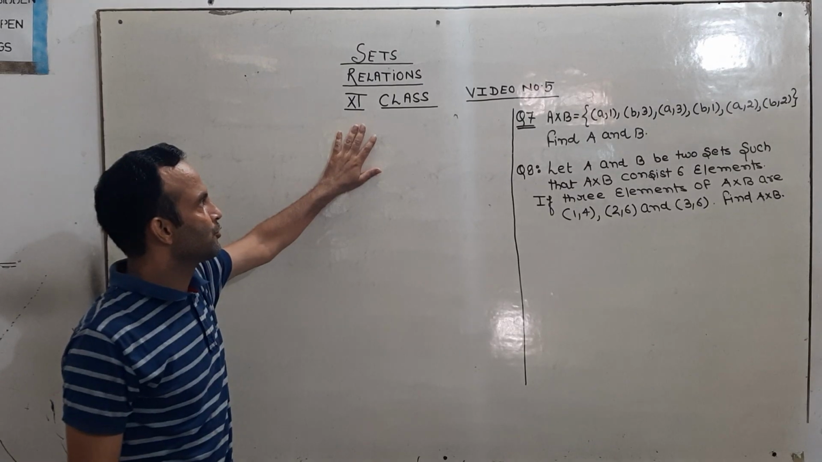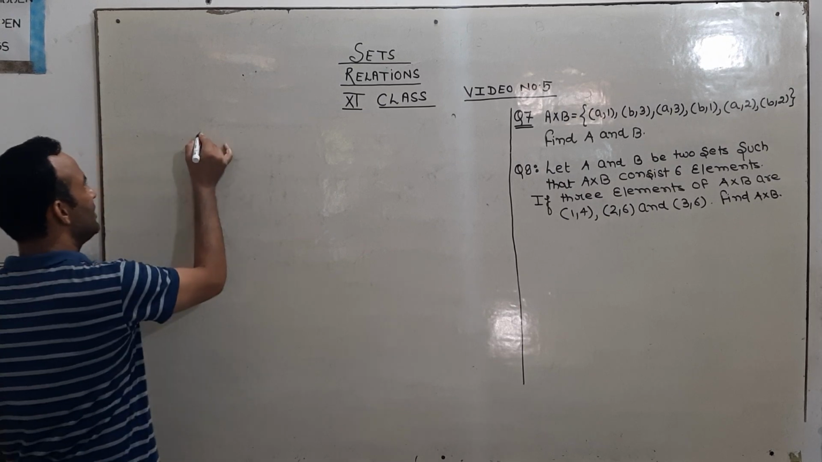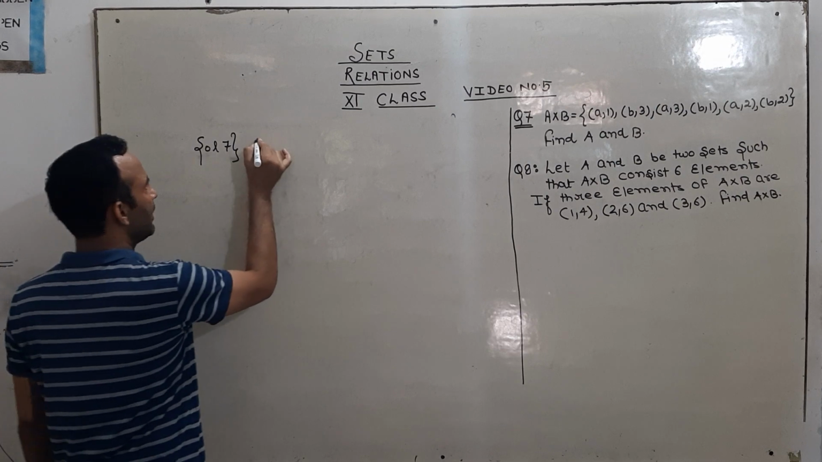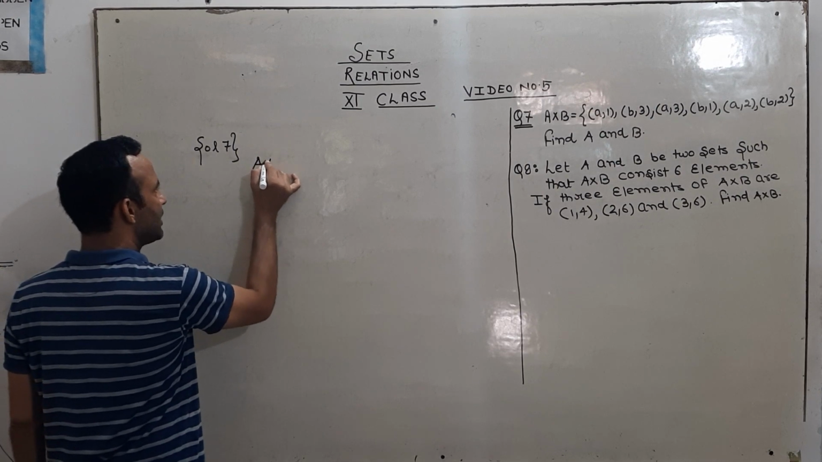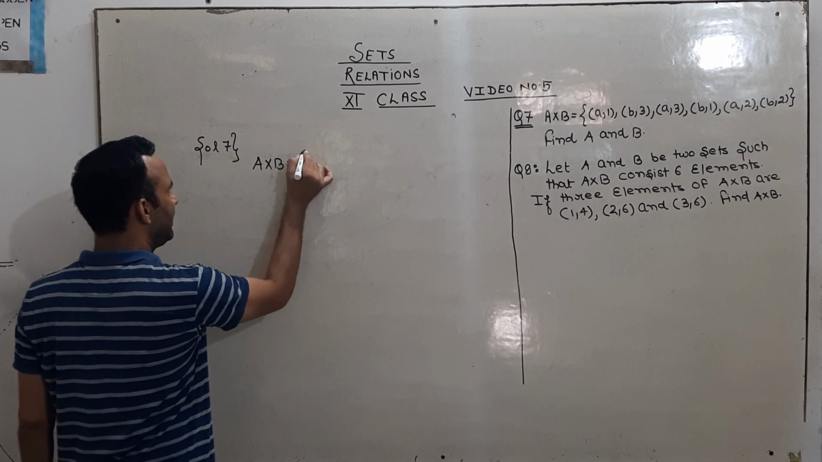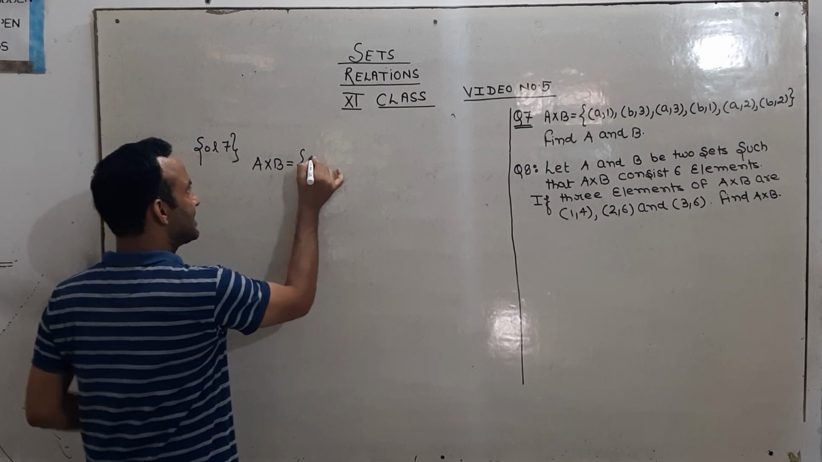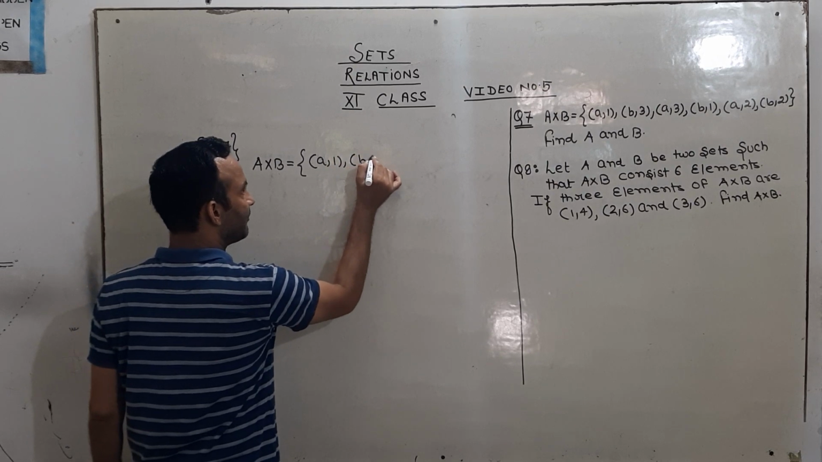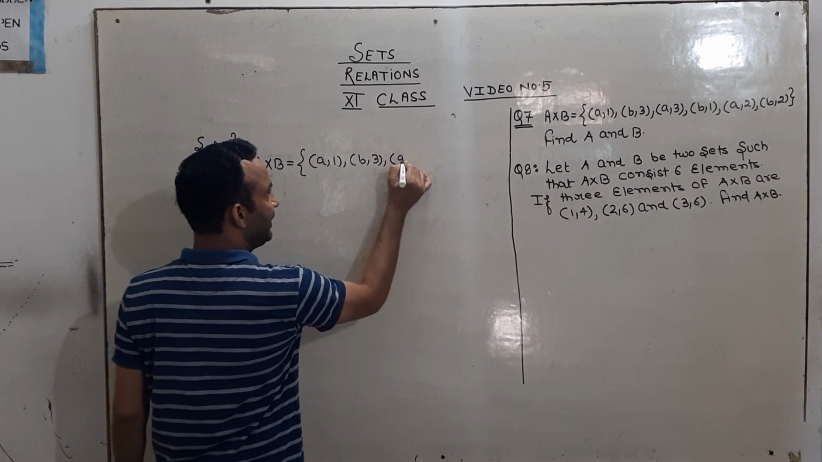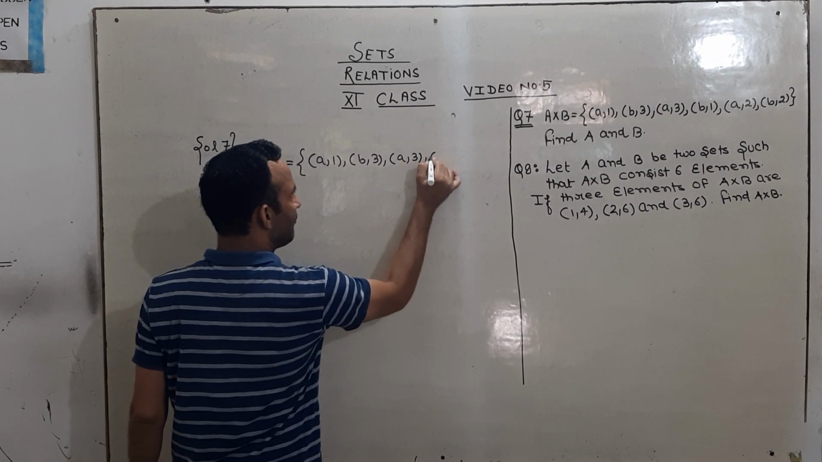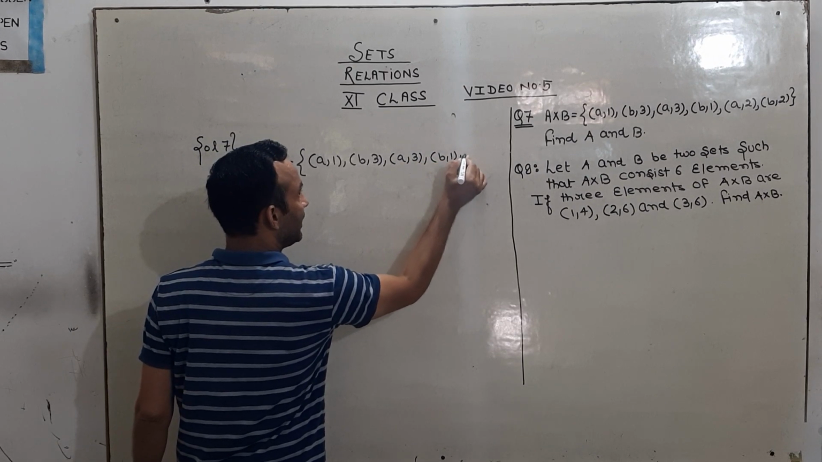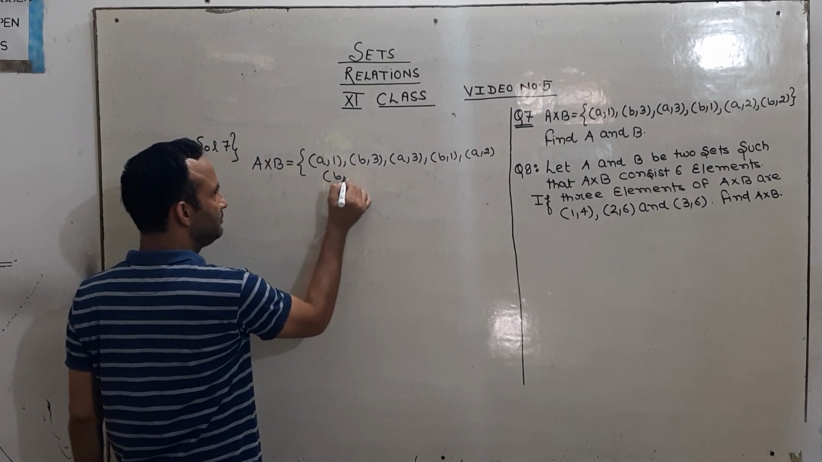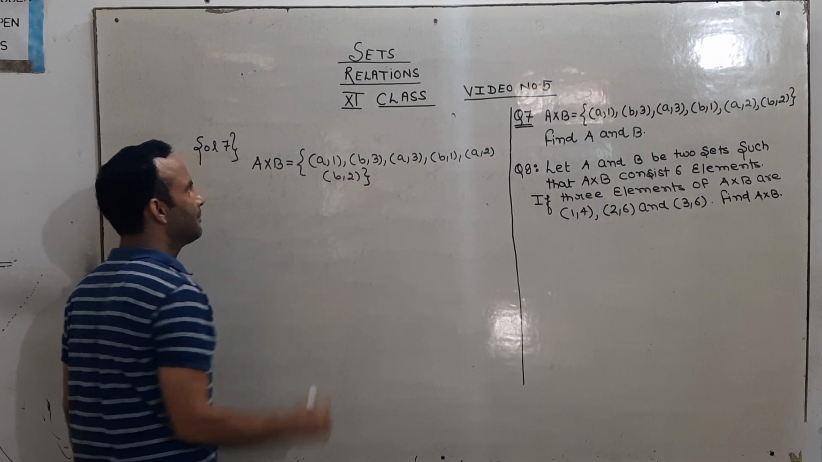Now see question number 7. My dear student, solution of question number 7. Here A cross B is given, means the Cartesian product between the sets A and B is already given, which is (a, 1), (b, 3), (a, 3), (b, 1), (a, 2), (b, 2). This is the Cartesian product between A and B.